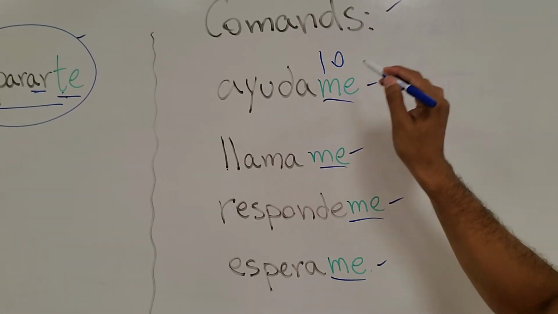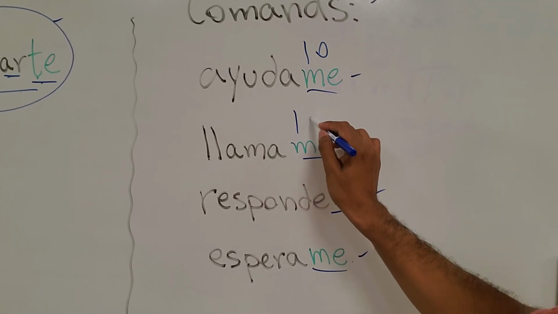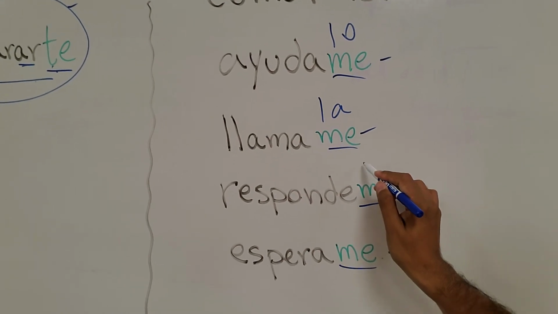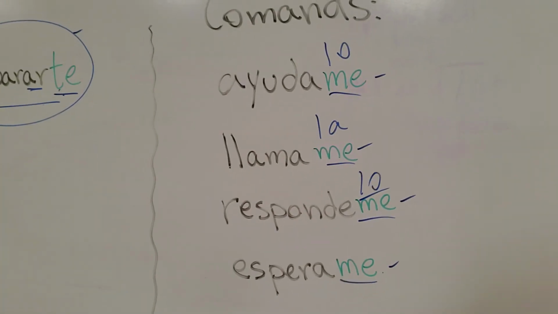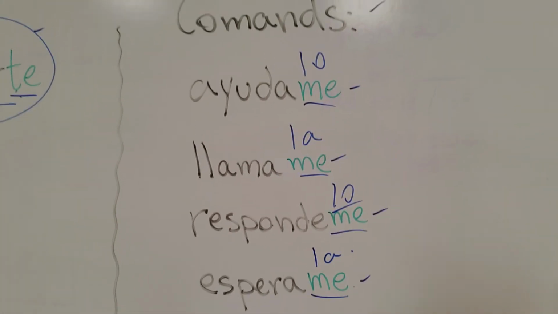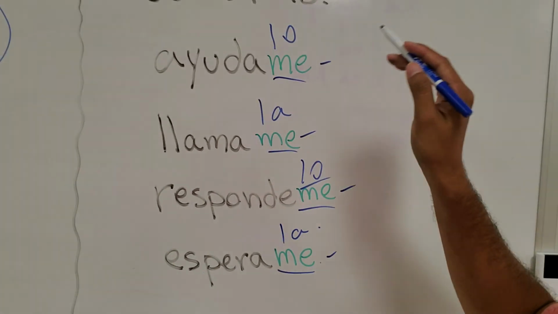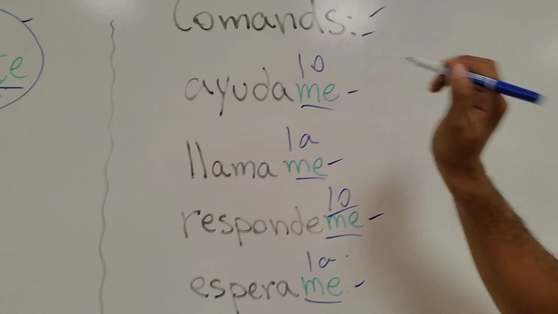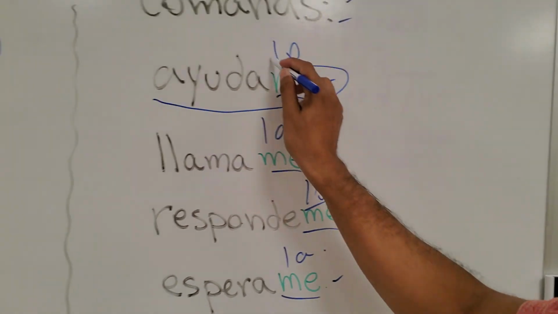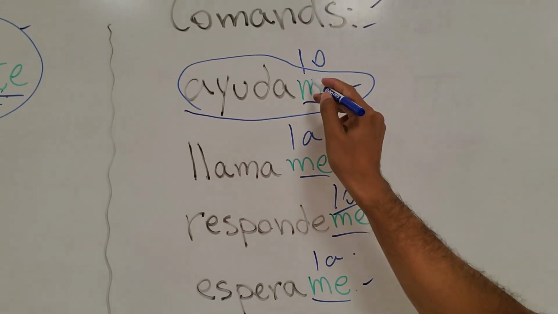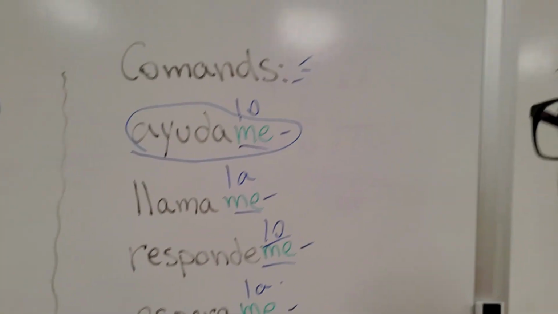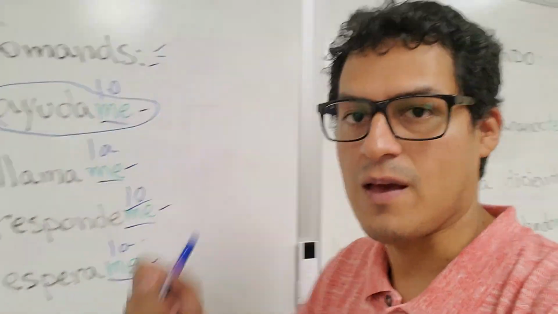Ayúdalo, right? Help him, ayúdalo. Llámala, call her, llámala, ¿sí? Respóndelo, ¿sí? Respóndelo, etcétera. Okay? Espérala. We don't need to use me all the time, but when we have a command, we have to put the pronoun after the verb, and again, it becomes one word, okay? And we will not place the pronoun before at any point when we are using commands, imperative in Spanish, okay?